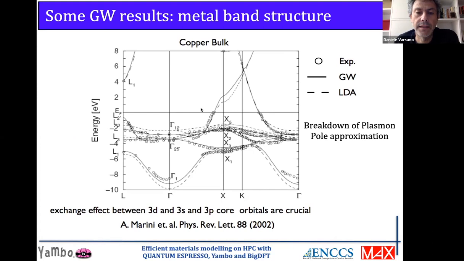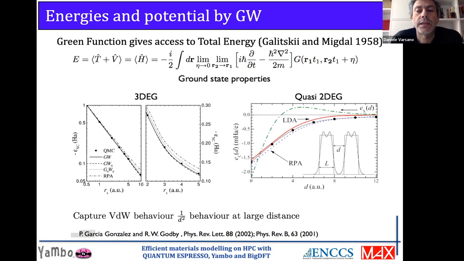This is an example that you can also calculate total energy, once you have your Green function. This is the example of the electron gas, the 3D electron gas, where the GW, at least for high density, provides very good results when compared with the exact one, the quantum Monte Carlo one. This is another example of total energy where you can see that GW catches van der Waals dispersions.